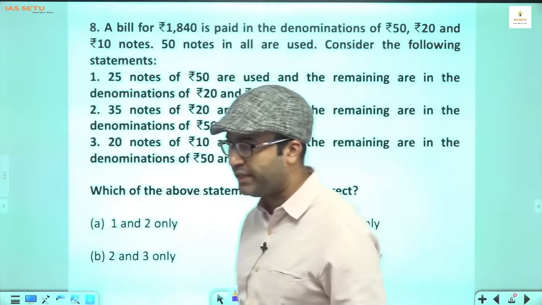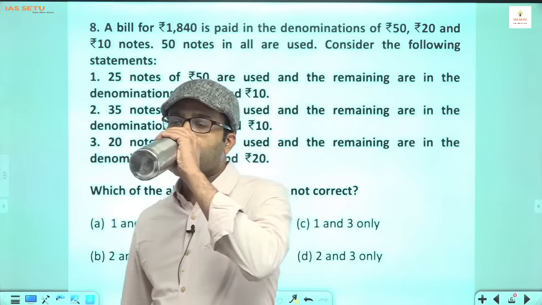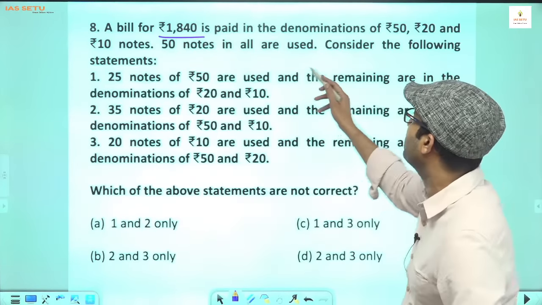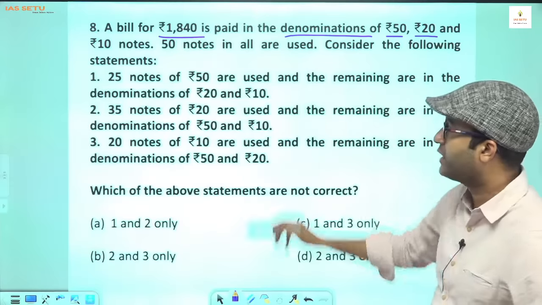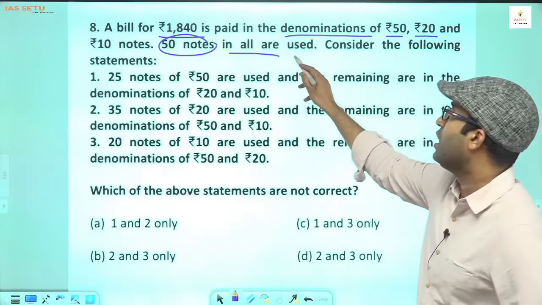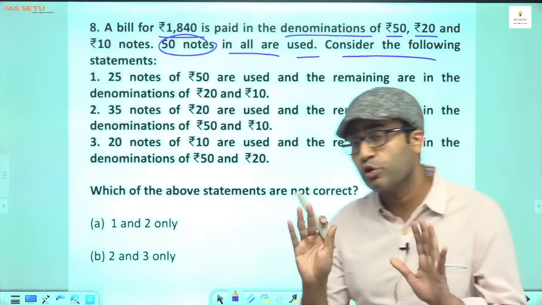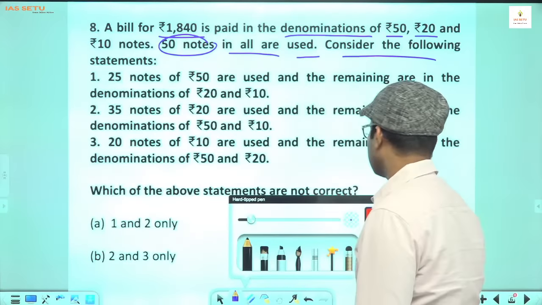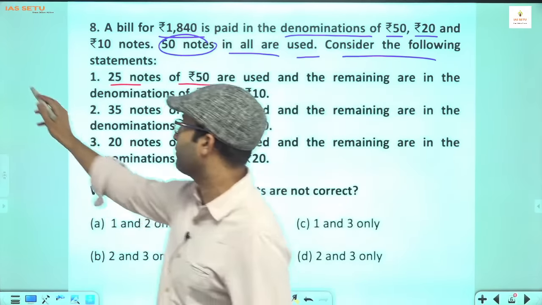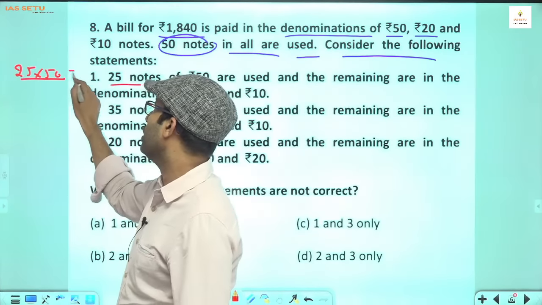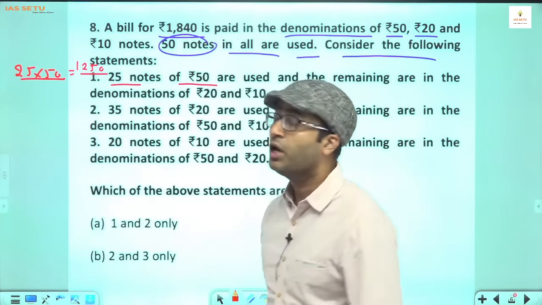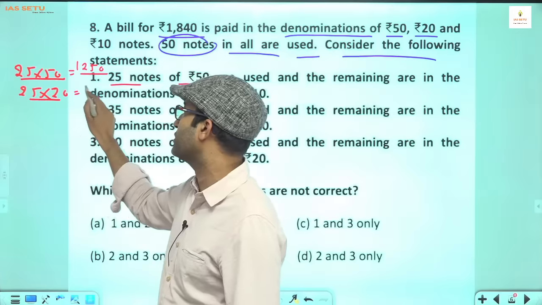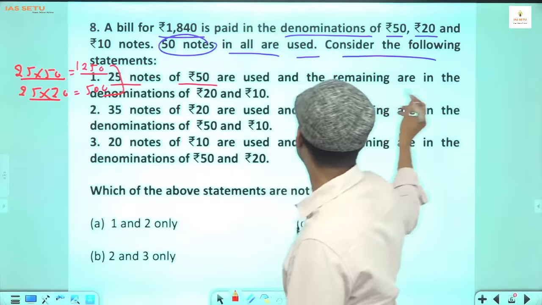Next is question number 8. A bill of rupees 1840 is paid in the denomination of 50, 20 and 10 notes. A total of 50 notes are used. Consider the following statements. You have to use only 50 notes and pay a bill of 1840. The first statement: if you use 25 notes of 50, 25 multiplied by 50, you get 1250 rupees. Remaining 25 notes, in the maximum extreme case, if you use 20 rupees, you get 500. So your amount will become 1750.